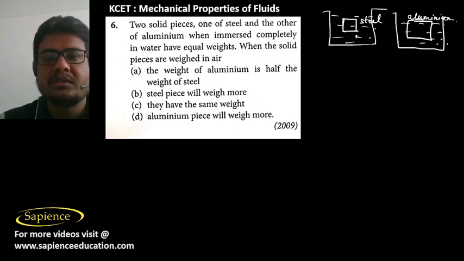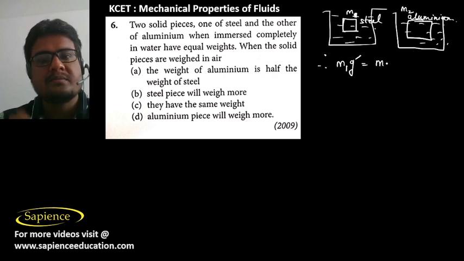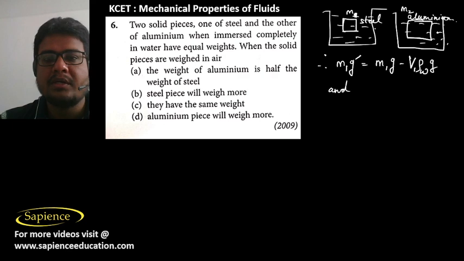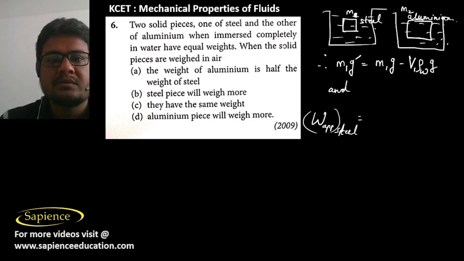So suppose the actual mass of steel is m1 and the actual mass of aluminum is m2. Now therefore, we can say that the apparent weight, m1 g dash, will be equal to m1 g minus V1 into density of water into g. And similarly, the apparent weight of the aluminium in water. So it has been told that the apparent weight of steel in water is equal to the apparent weight of the aluminium in water.